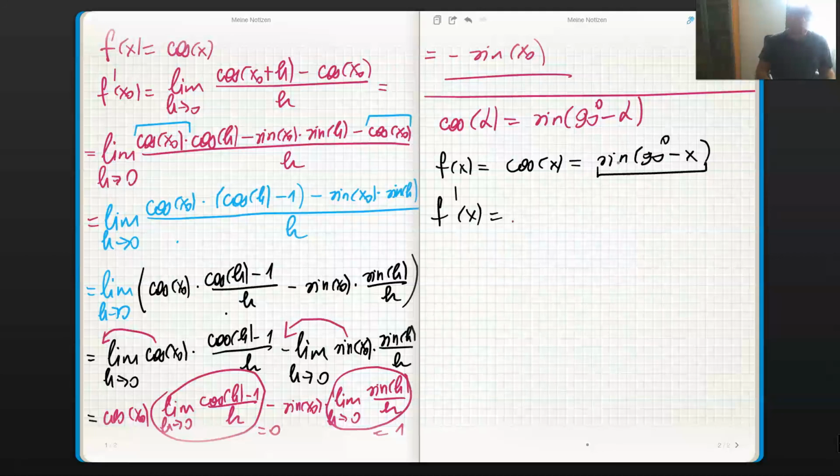So we have the derivative of the sine, which we know is cosine, so cosine of 90 minus x, and now the inner derivative of 90 minus x is minus 1. Cosine of 90 minus x, by the same principle, is just a sine, times minus 1. We get minus sine of x. And that's it.